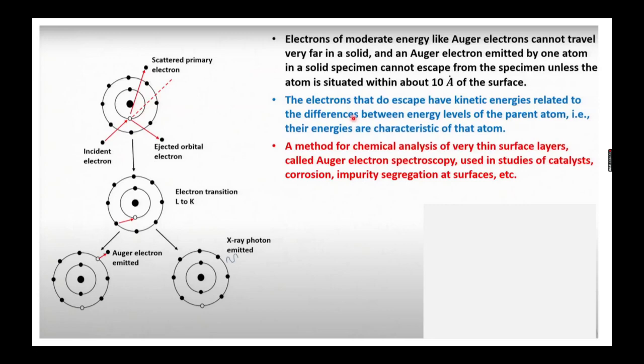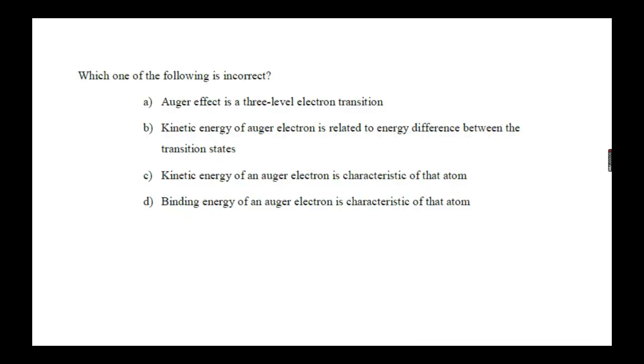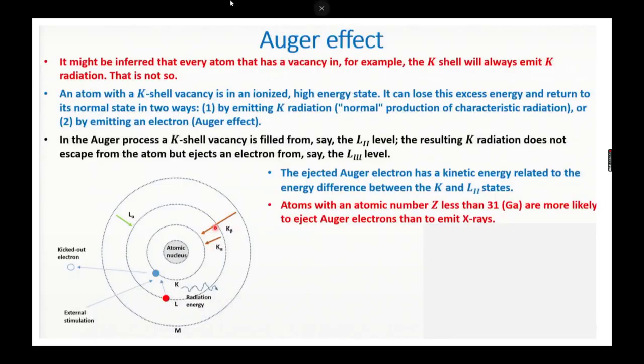Then the next one was: kinetic energy of the electron is related to the energy difference between the transition. Obviously, if you change the kinetic energy of your Auger electron, the energy difference of the transition state will also vary. Kinetic energy of an Auger electron is characteristic of that atom. So this is the production of characteristic radiation. The ejected Auger electron has a kinetic energy related to the energy difference between these levels.